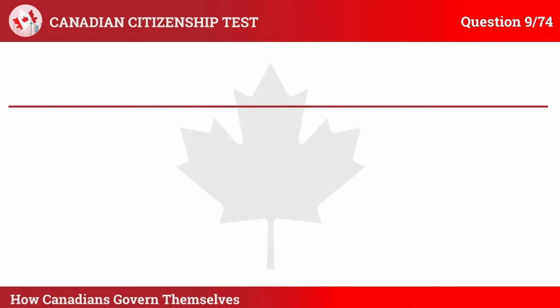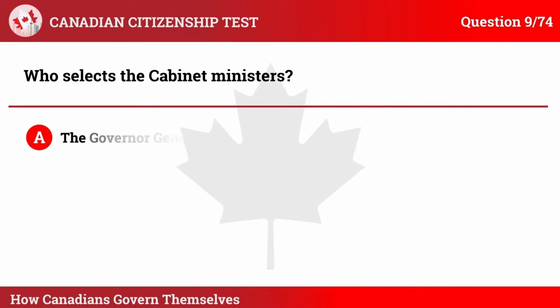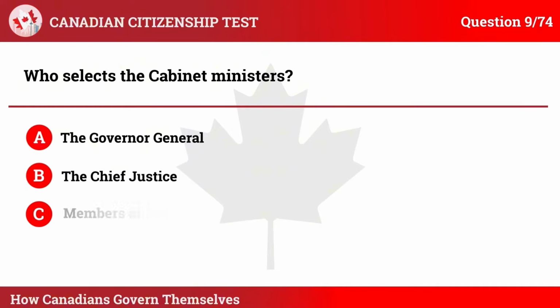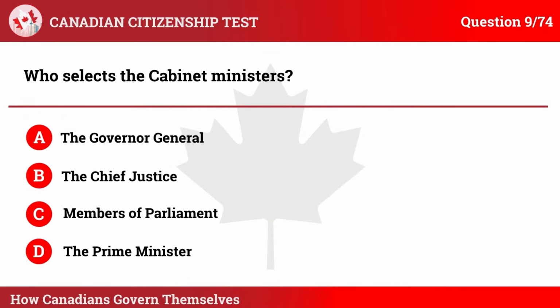Question 9. Who selects the cabinet ministers? A. The Governor-General. B. The Chief Justice. C. Members of Parliament. D. The Prime Minister.